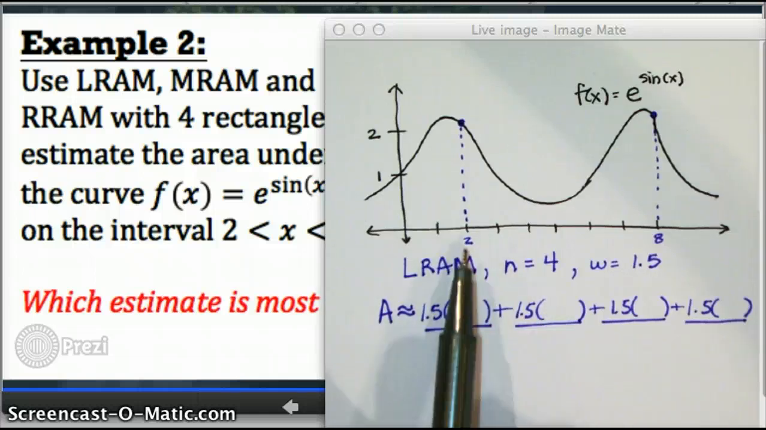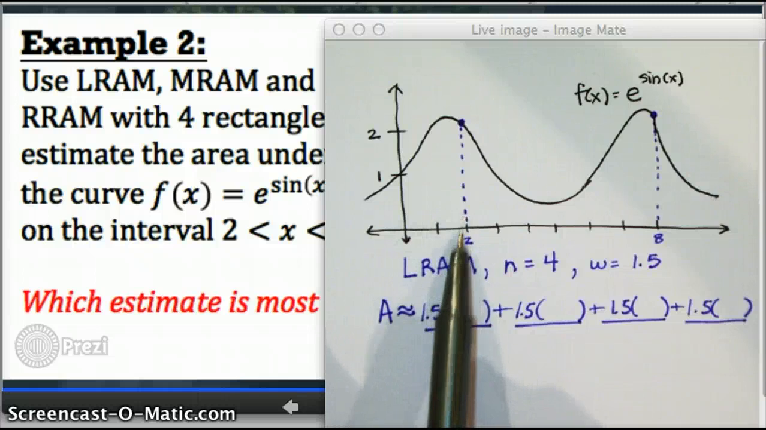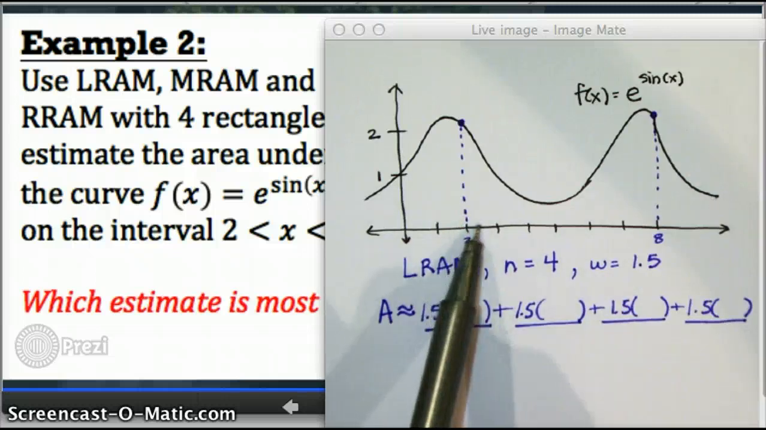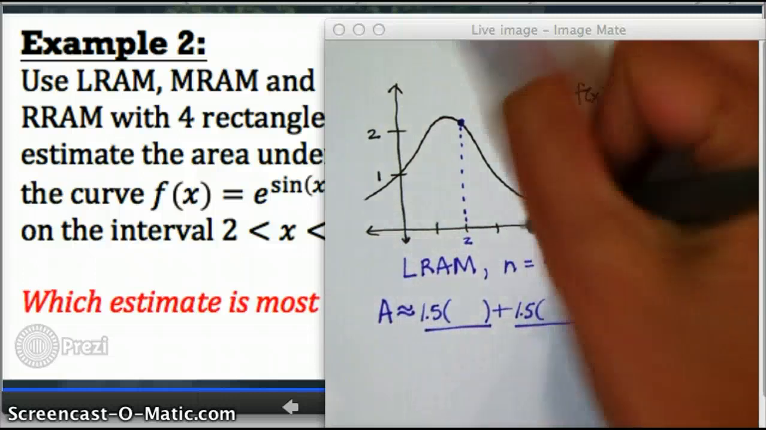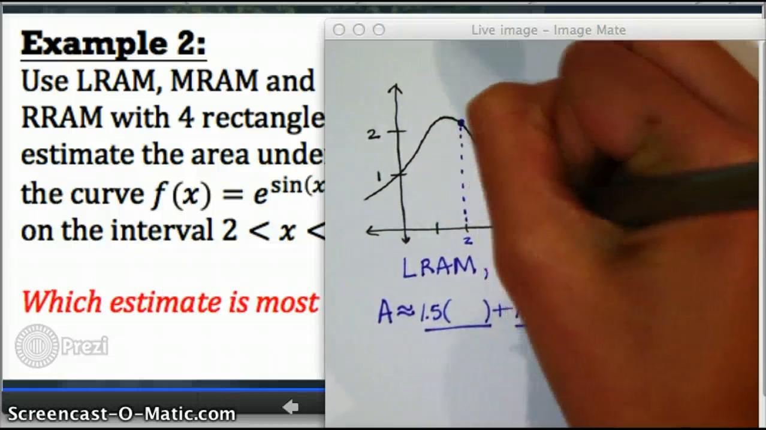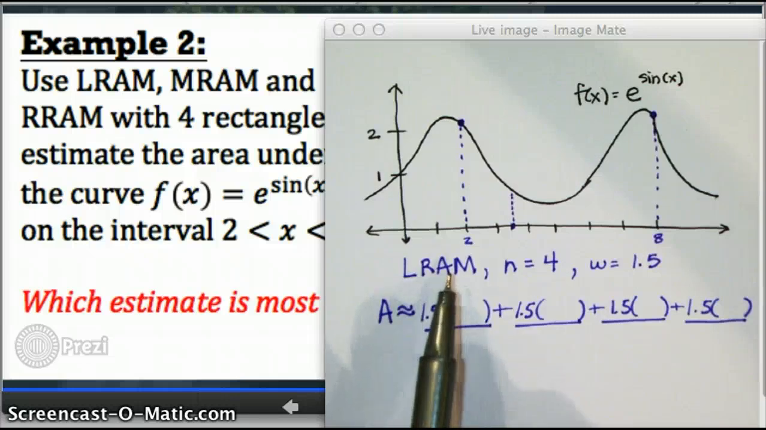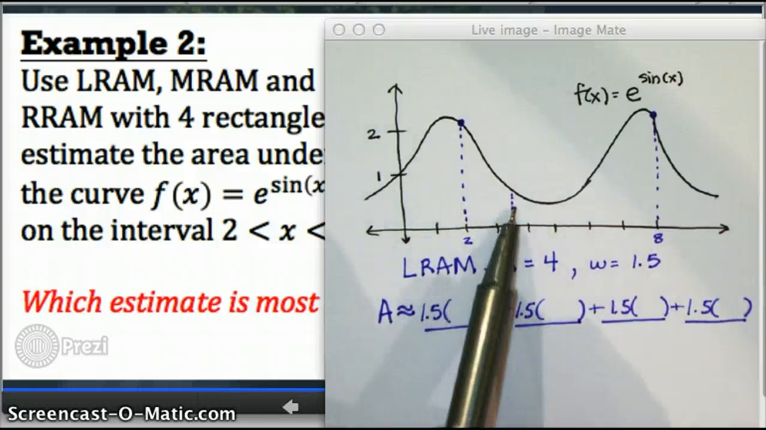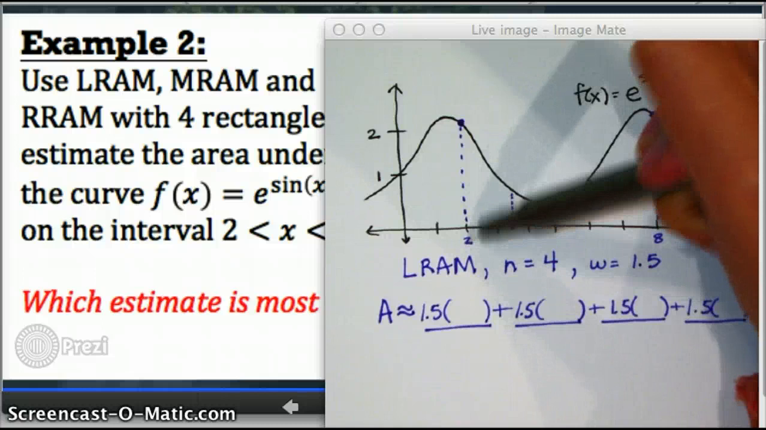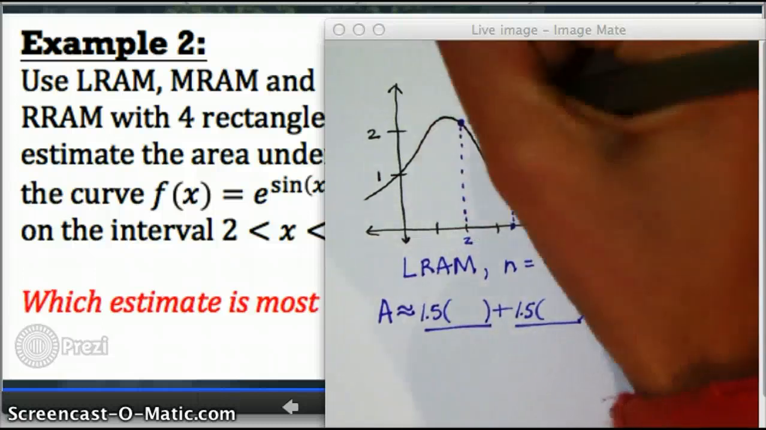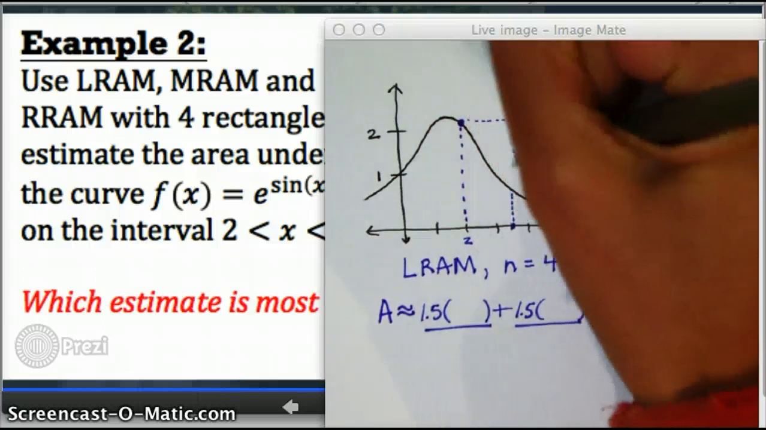So let's visualize the first rectangle. The first rectangle obviously starts at 2. If its width is 1.5, it ends right here at 3.5 in the middle, and we can draw that going up. Now, if we're using the left-hand rectangular approximation, the height of the first rectangle is going to be the same as the height at 2, because that's the left-hand end of this first interval. So my rectangle would look something like this.